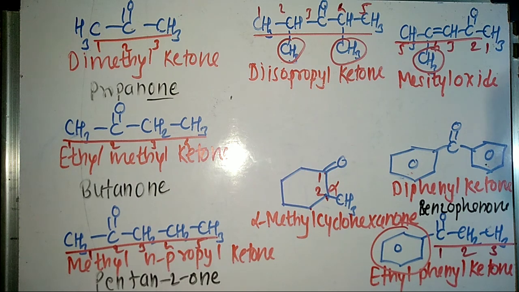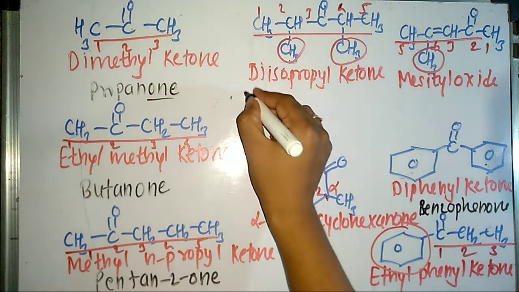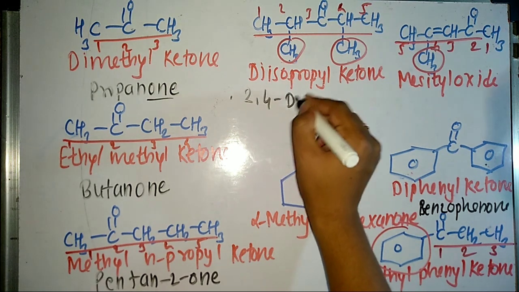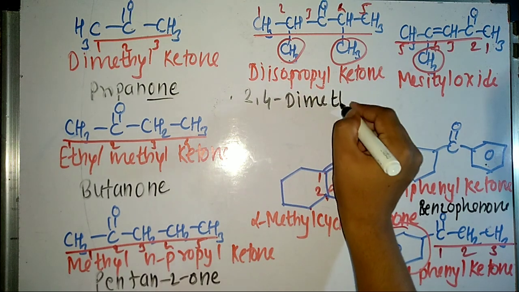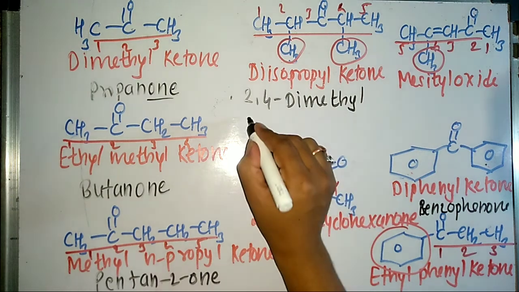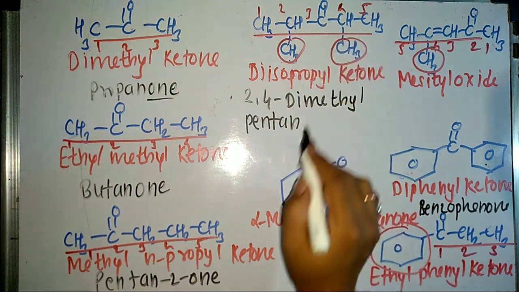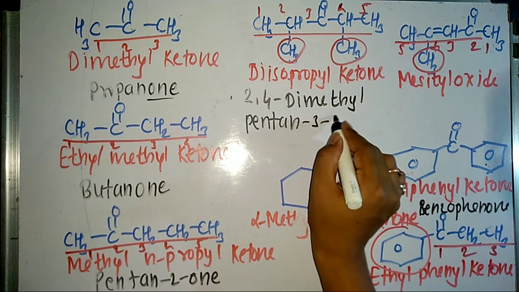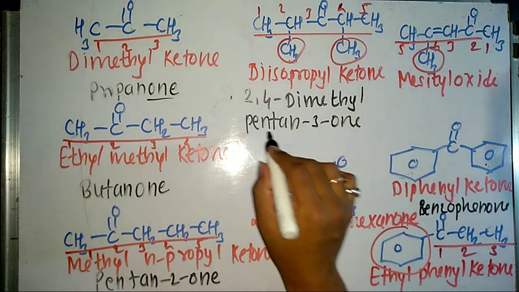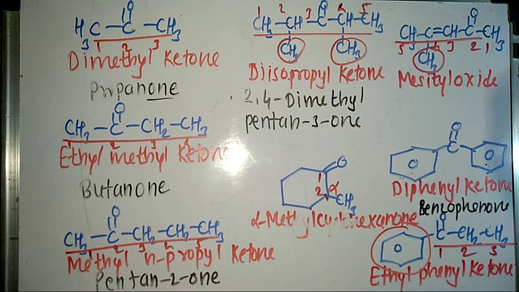Here I have a methyl group as a substituent. So as per the rule, I will write the name of the substituent first. At 2 and 4 positions, I have a methyl group. So it is 2,4-dimethyl. Now the longest chain contains a total of 5 carbon atoms, so no doubt the parent alkane is pentane. The ketonic group appears at the third position. So pentan-3-one. The E of alkane has been replaced by ONE.